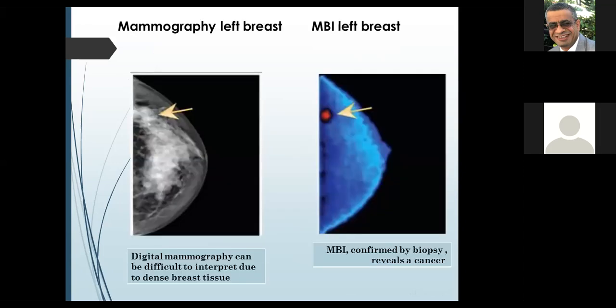Mammography of the left breast and molecular breast imaging of the left breast. Digital mammography can be difficult to interpret due to dense breast, and the MBI, confirmed by biopsy, revealed cancer.